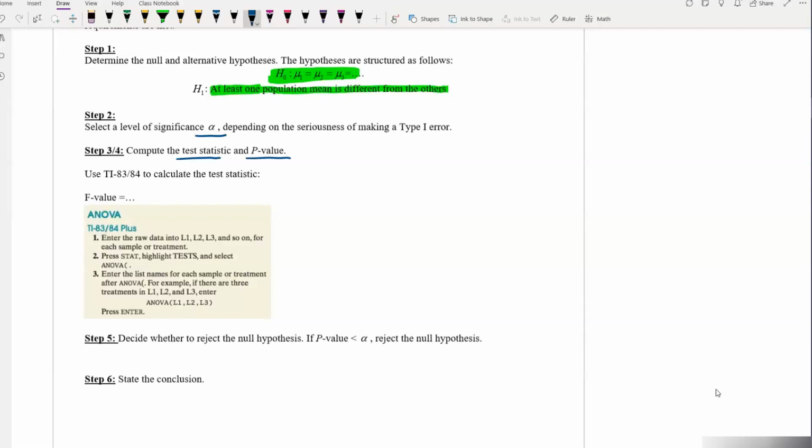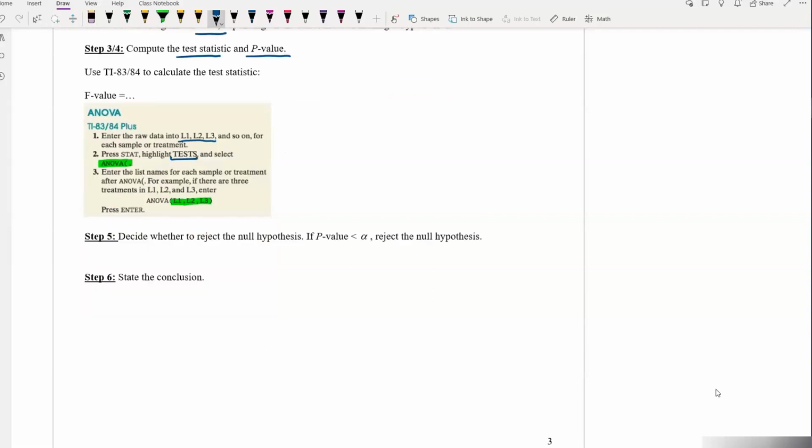I combined step 3 and step 4 because using stat test, we always are able to find the answer for test statistic and p-value. So these are steps. First, depending on how many populations you have, enter those into a calculator. So enter data into columns. Step 2, press stat, highlight test, Anova. And then after using this function, Anova, you have to enter these columns, L1, L2, L3, depending on how many populations you have, and then press enter. Compare p-value with alpha, state conclusion.